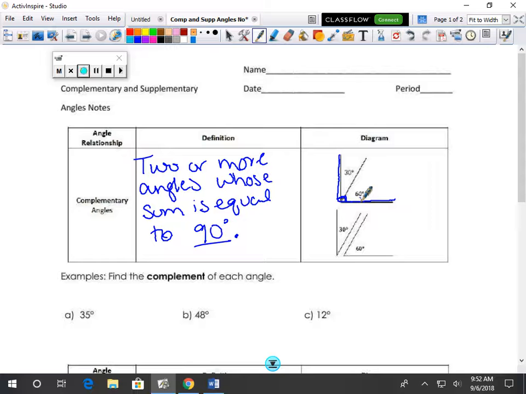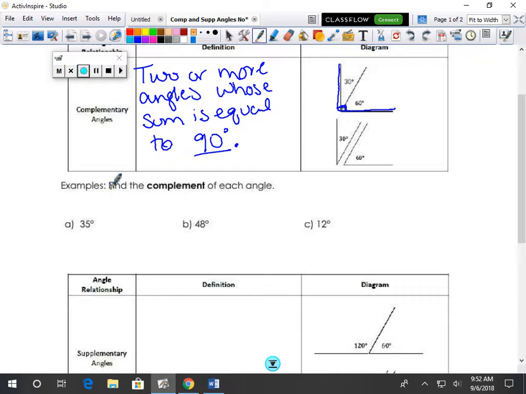You may also see complementary angles being two angles that are actually separate. In this case I have a 30-degree angle separate from a 60-degree angle. But again, when I add the two together, they are complementary. They add to 90 degrees.